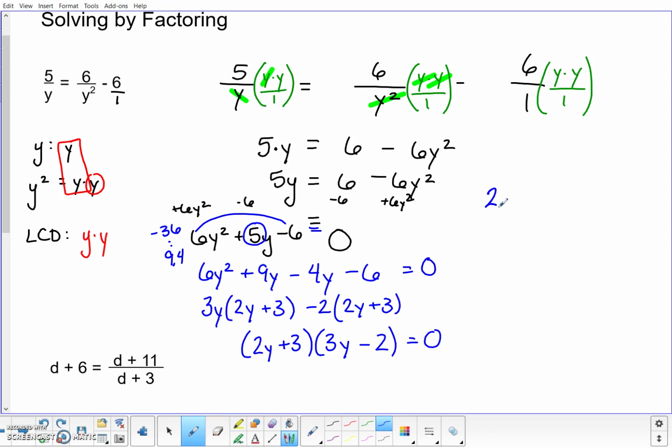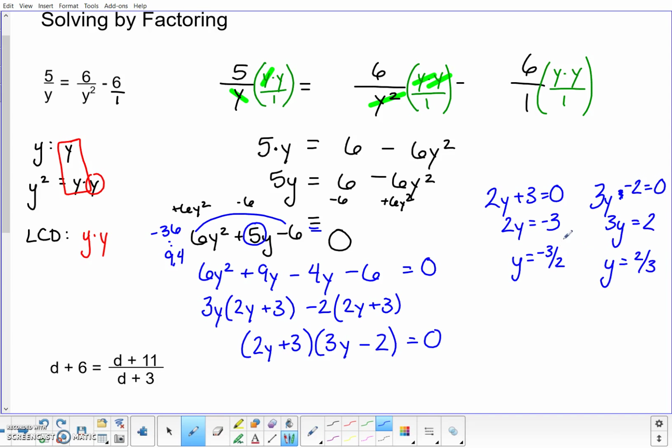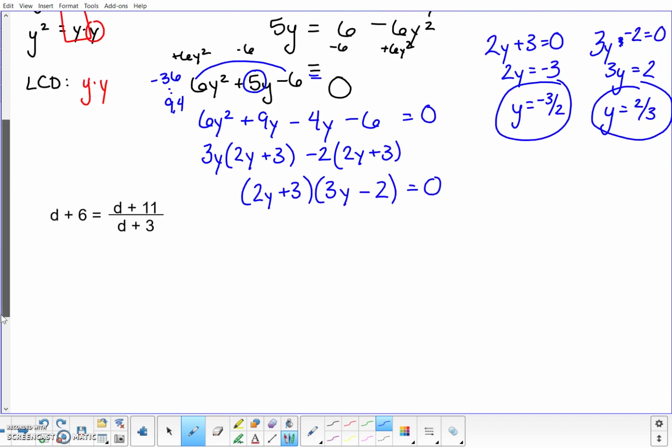Now I can solve each of these factors. So 2y plus 3 equals 0, 2y equals negative 3, and y equals negative 3 halves. And then my other one, 3y minus 2 equals 0, so 3y equals 2, and y equals 2/3. Those are the 2 solutions to our problem. You can always go back to the beginning and plug them in to check your work.